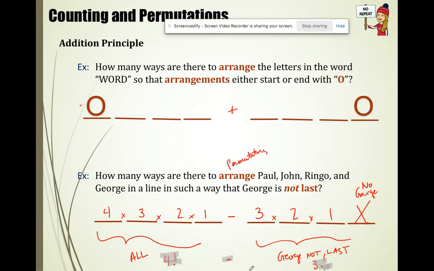Now, that's not 1 factorial, is it? 4 factorial is 24, minus 3 factorial, which is 6. So my final answer is 18.